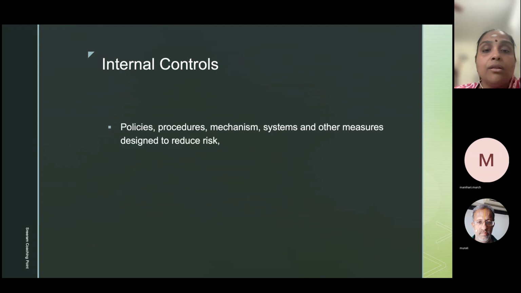Now, internal controls. What are internal controls? Policies, procedures, mechanisms, systems, and other measures designed to reduce risk. So here, when we talk about control, what do you think are the objectives of a control? The main objective is to reduce risk. We don't want anything untoward happening to our assets. We want things to be in place, organized, so that the processing goes on.